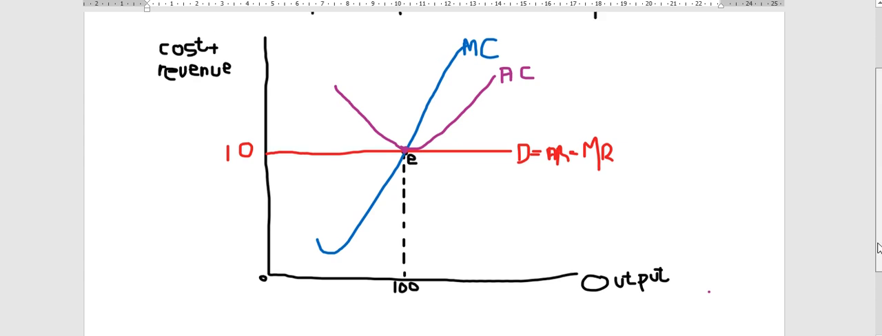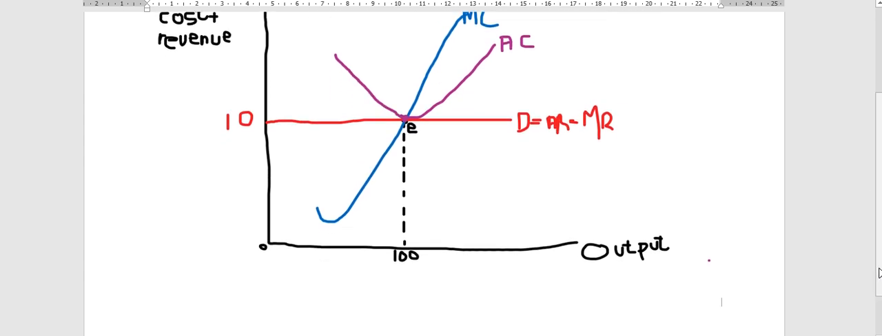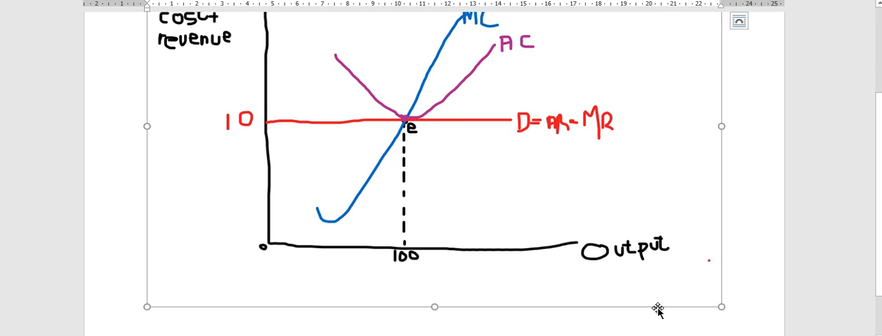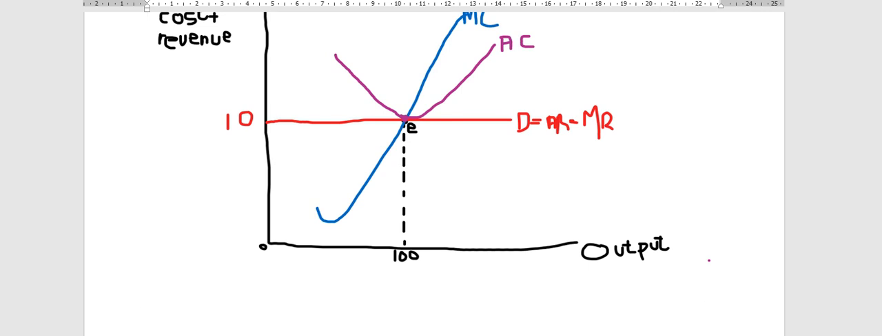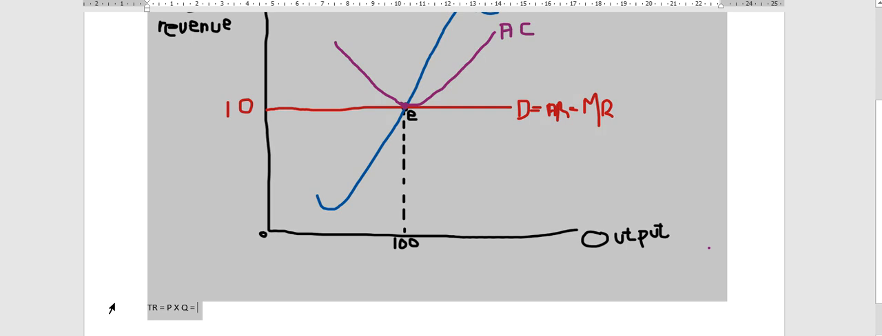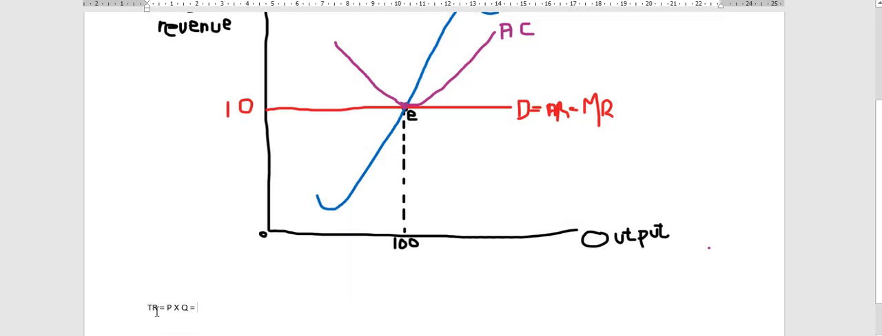Okay, so this is your graph. They can ask you, calculate, for example, the total revenue. Okay, so if you're calculating the total revenue, remember total revenue is price times quantity. All right, what is my price at profit maximization? Everything revolves around profit maximization. So there's my profit maximization. Okay, if I have to calculate my total revenue, you need to know your formulas, obviously. If you don't know your formulas, you cannot do this. Okay, and this will count 4 marks.